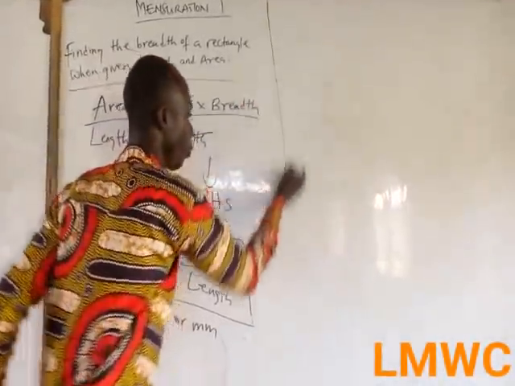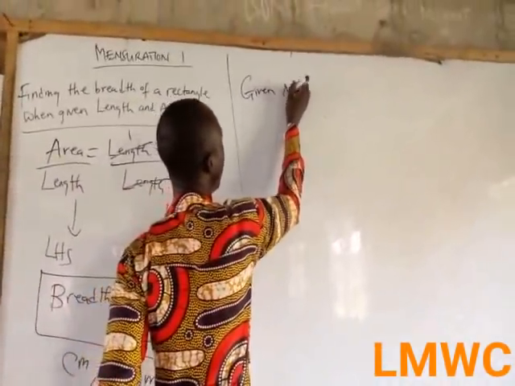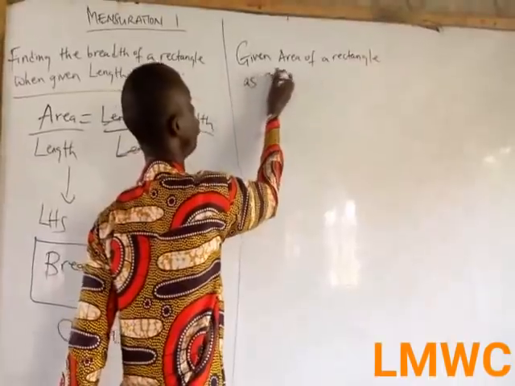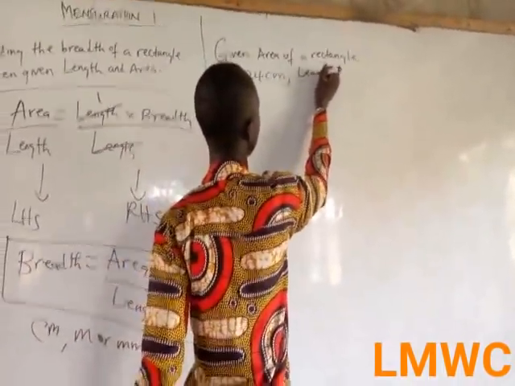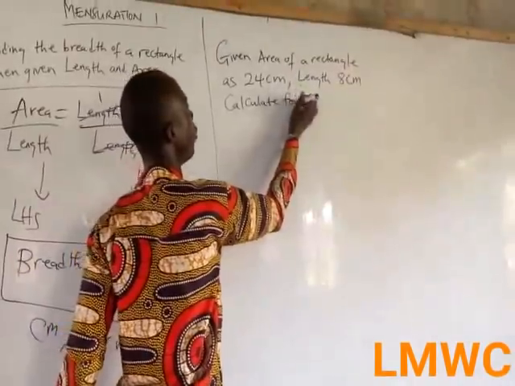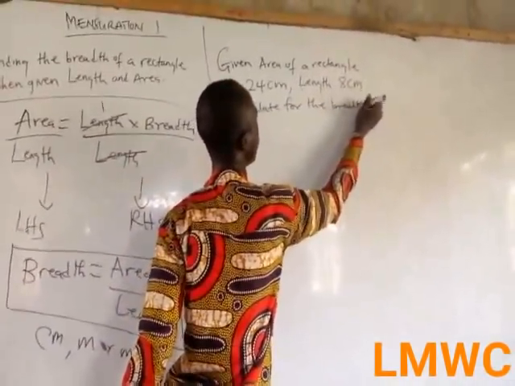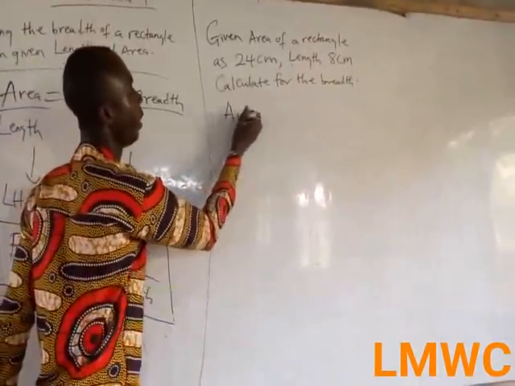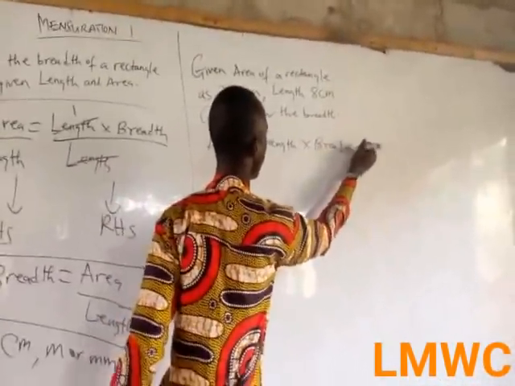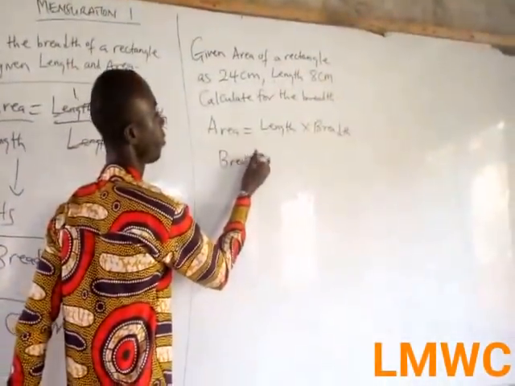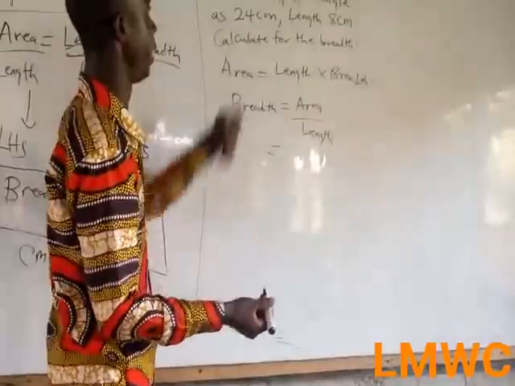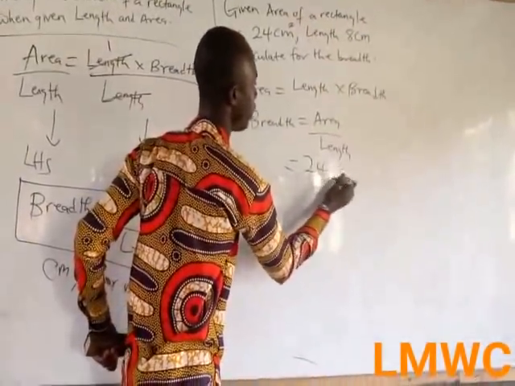So now let's take this example. Given area of a rectangle as 24 centimeters, length 8 centimeters. Calculate for the breadth. Now we know area as length times breadth, and the breadth is area over length. What is the area? The area is 24 centimeters squared.